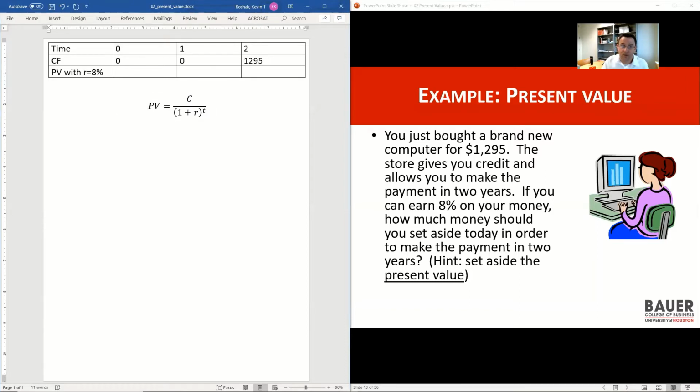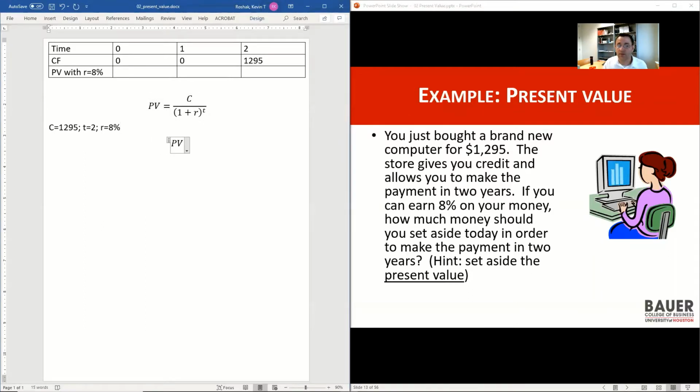So in this problem, you just have one cash flow. So that C is $12.95. And the problem gives you a discount rate of 8%. And you know that the cash flow is occurring at time 2. So that's all of our parameters. So we have all the ingredients we need to calculate the present value of that computer.